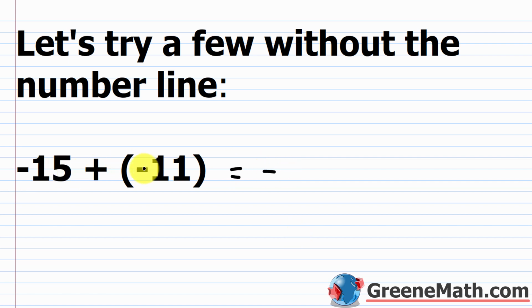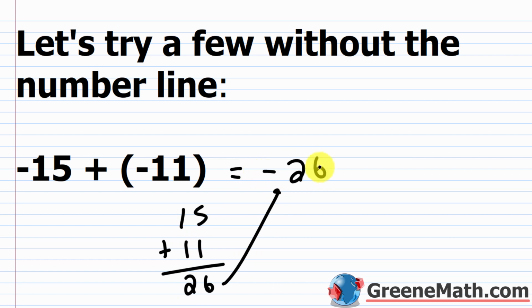What if I added 15 and 11? A lot of you can do that in your head. You know it's 26. But if you need to do a vertical addition, we can always stop and do that. 5 plus 1 is 6. 1 plus 1 is 2. So you just drag that up there and say this is negative 26.